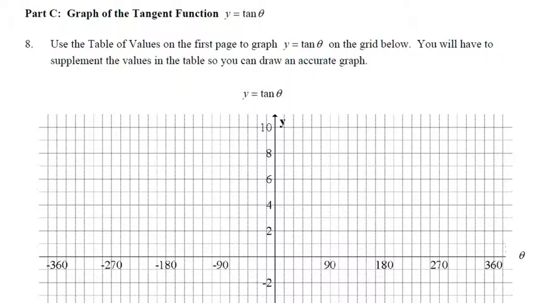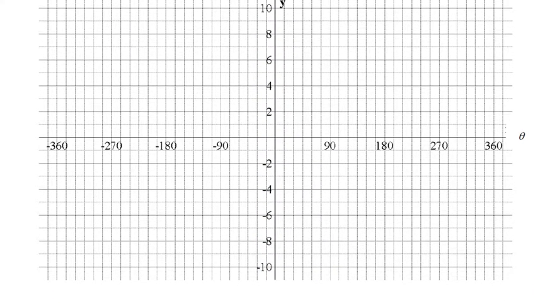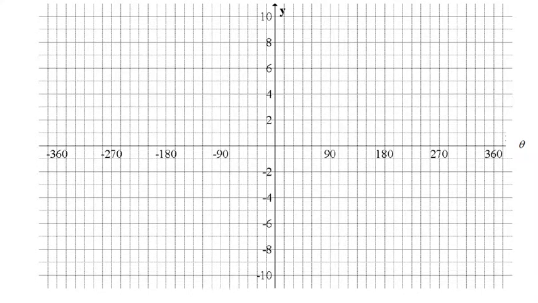Part C, graph of the tan function. Use table values on the first bit. Notice, different scale, right? 0, 1, 2, 3, 4, and so on, because tangent does not have a range of negative 1 to 1. So we need a different scale on here. This scale is the same, right? Still by 15, 15, 30, 45. Okay? So let's graph the tan function. You may have to flip back and forth between your table of values.